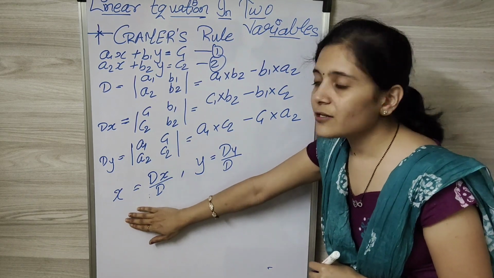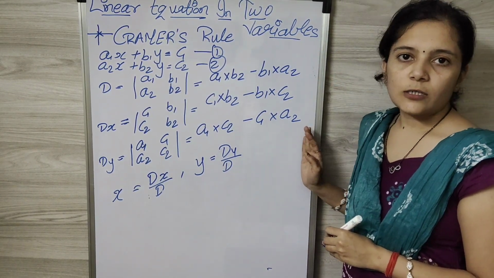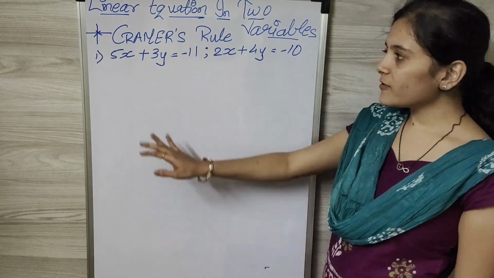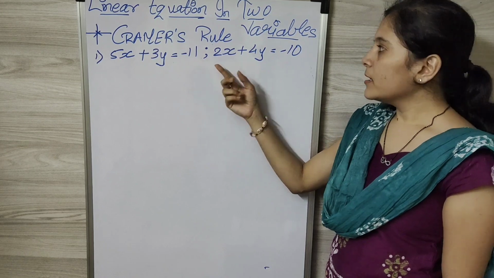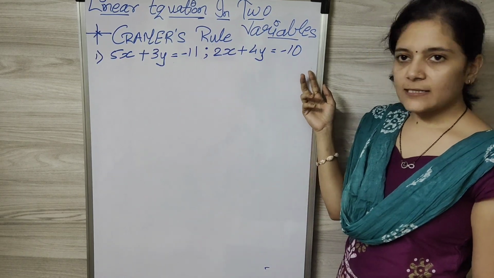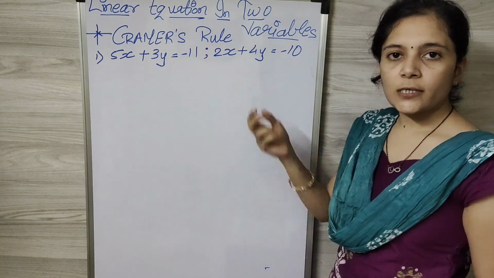I think you have understood this method. Now on the base of this I am going to solve the numerical. The first example is 5x plus 3y is equals to minus 11, 2x plus 4y is equals to minus 10. Similarly in the linear equation, this is equation 1 and this is equation 2.